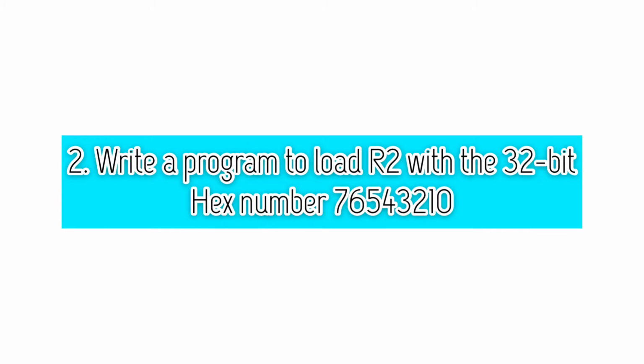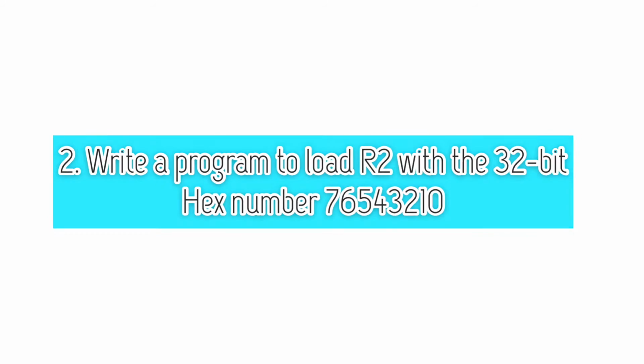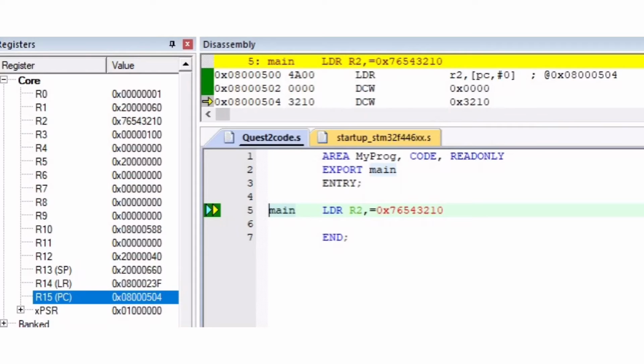For the second question, the 32-bit hex number needs to be loaded in the register R2. As for the program, since the question requires students to load data into the register, the LDR instruction is used to load the immediate 32-bit data into the register R2. The result at the register window shows that the data is written into the register.